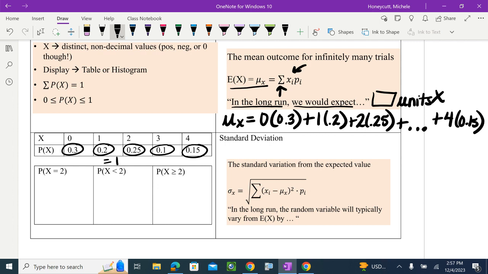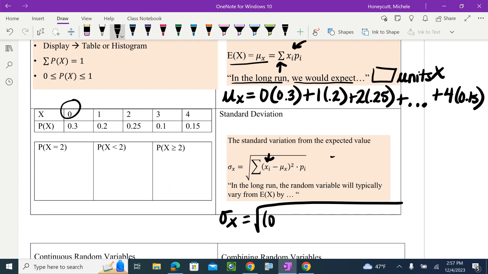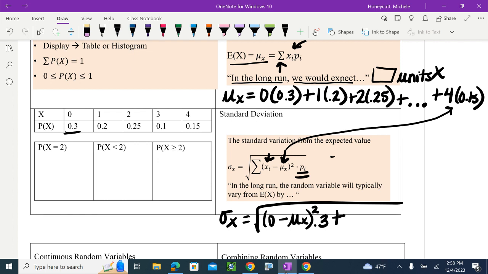To find the standard deviation, here is the formula for the standard deviation of a discrete random variable. It also has that sum symbol in there, but what you're going to do is you're going to take each x value. So over here I would take 0. So standard deviation x equals the square root. So I would take 0, subtract the mean. So the mean that I found from over here. Now I haven't calculated that, so I'm just going to use a placeholder, mean of x squared times the individual probability, which is 0.3. Plus, and then I'm going to move on to the next couple.